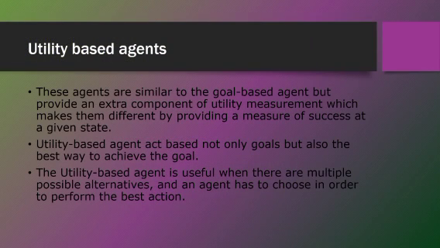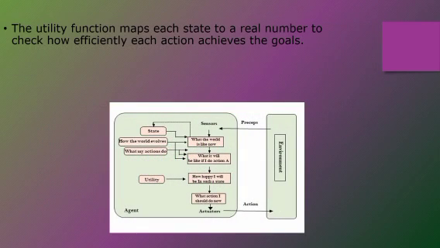The next type is utility-based agents. These agents are similar to the goal-based agents but provide an extra component of utility measurement, which makes them different by providing a measure of success at a given state. Utility-based agents act based not only on goals but also on the best way to achieve the goal. The utility-based agent is useful when there are multiple possible alternatives and an agent has to choose in order to perform the best action. The utility function maps each state to a real number to check how efficiently each action achieves the goals. This diagram explains the utility-based agents.